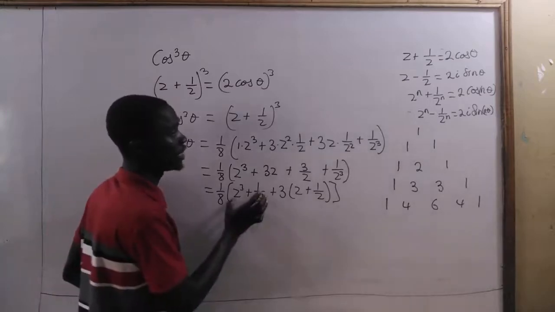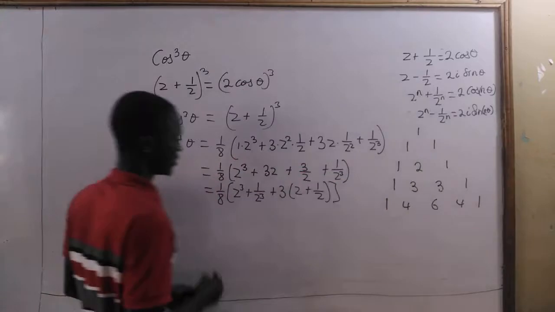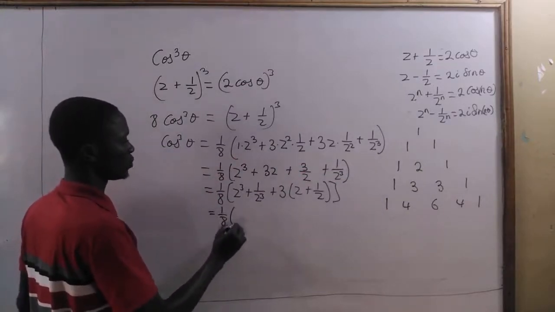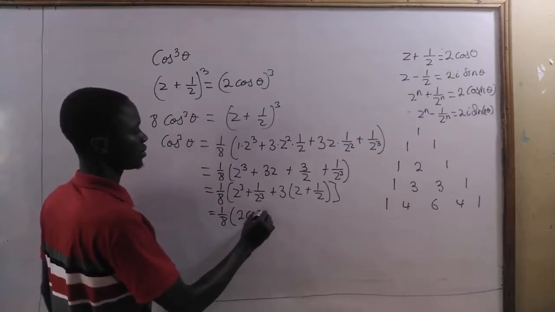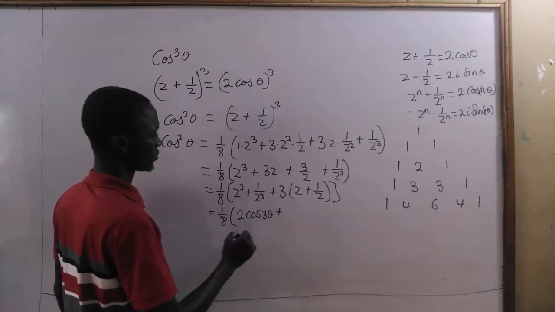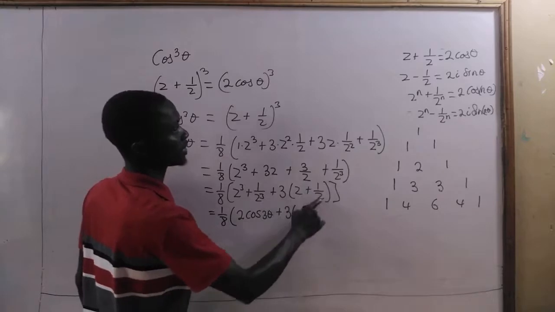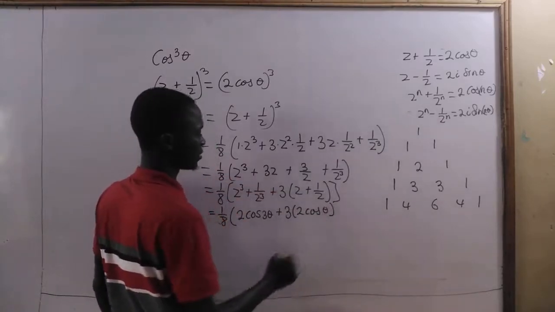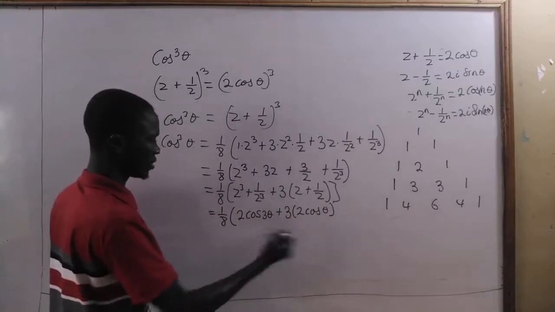Now, you go here. z to the power n plus 1 on z to the power n will give us this. So here our n is 3. So we take 1 divided by 8 into brackets 2 times cosine of 3 theta plus 3 times z plus 1 on z is 2 times cosine of theta. And here it will give us 6. 2 times 3 will give us 6.